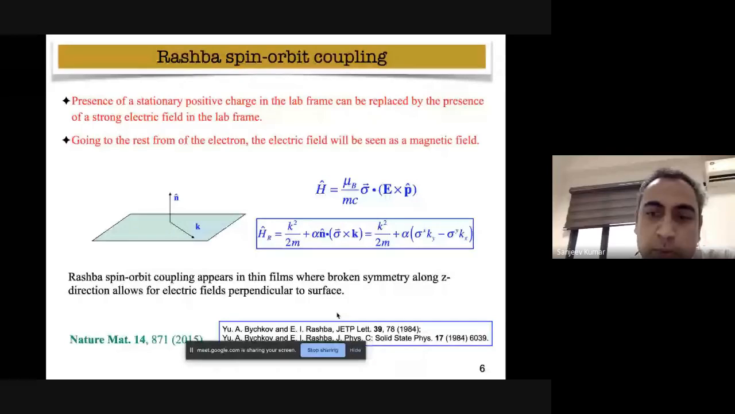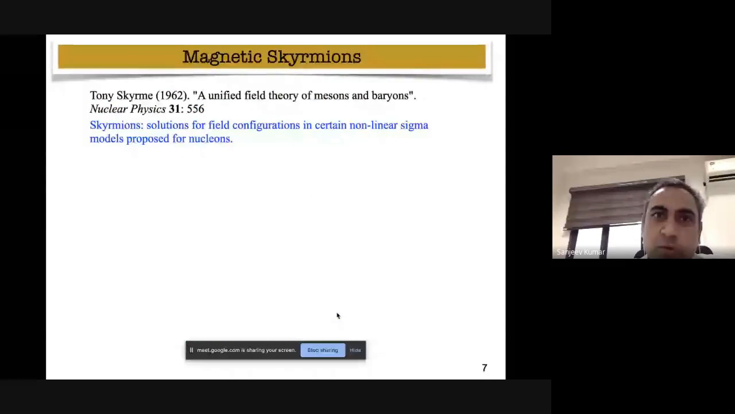Okay, so we have discussed what Hund's metals are, and we have discussed what spin orbit coupling is. Now let me come back to perhaps the main topic of the talk, which is magnetic skyrmions. The term skyrmion emerges from an old paper in nuclear physics by Tony Skyrme, who presented a theory of nucleons, basically.